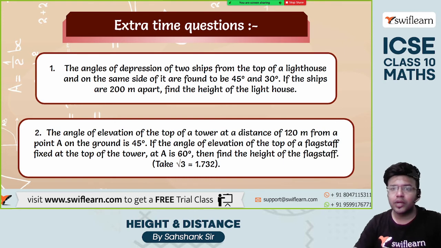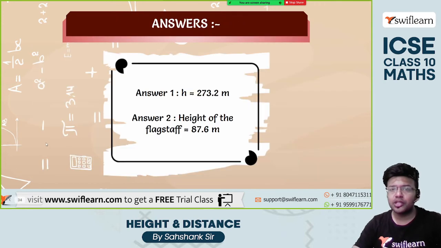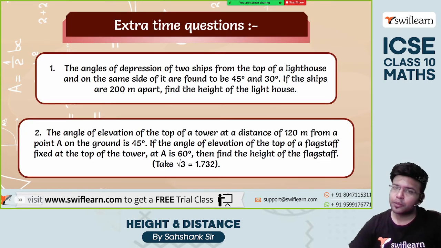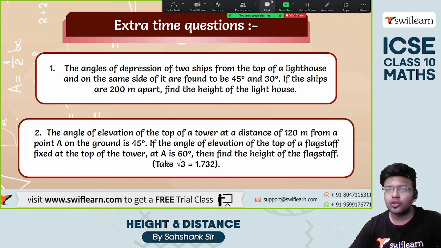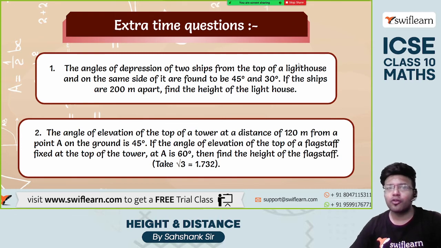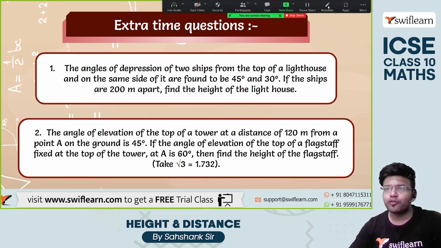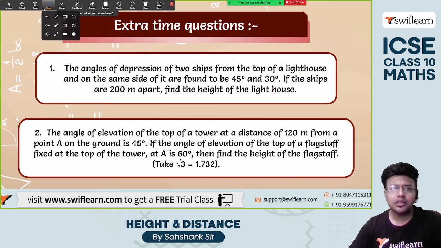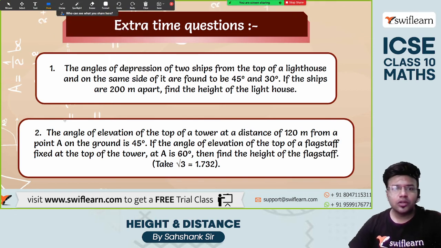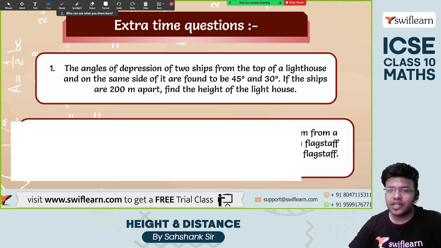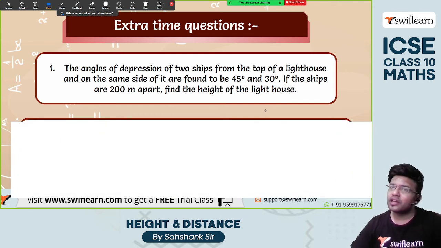Yes. So students, these are a few extra problems. Okay, we will also solve them. The angles of depression of two ships, on the same side, from the top of a lighthouse are found to be 45 and 30 degrees. If the ships are 200 meters apart, find the height of the lighthouse.